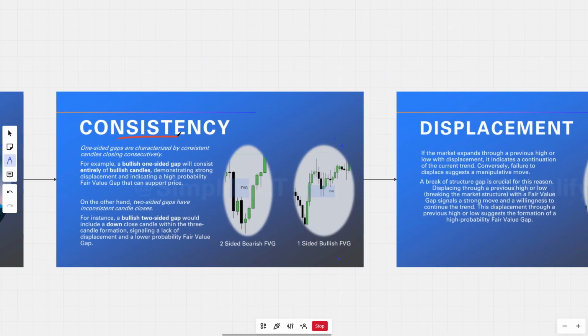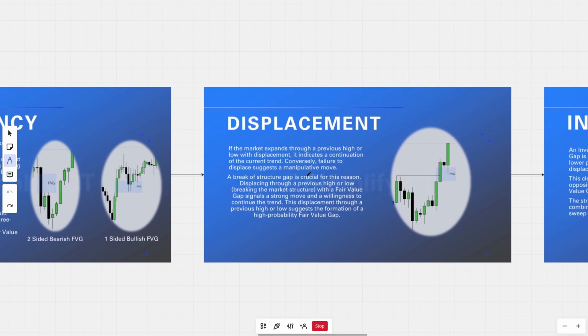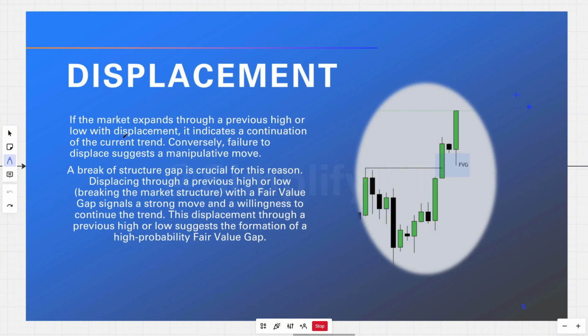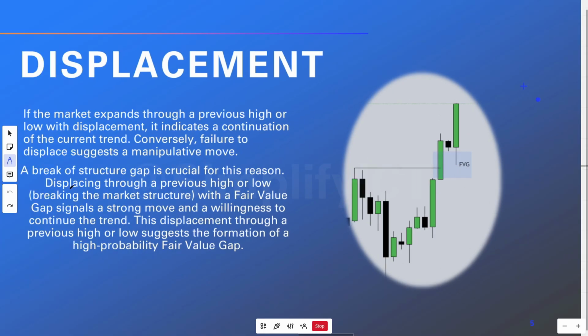So now that we've covered consistency, let's get into displacement. The next point, probably one of the most important points when it comes to fair value gaps and winning trades with fair value gaps: if the market expands through a previous high or low with displacement, it indicates a continuation of the current trend. What do I mean by this? As you can see in this example, we have a high and then we have a low, and we have price displacing through this high quite nicely, retracing and then pushing back to the upside. A break of structure gap is crucial for this reason, displacing through a previous high or low, or breaking the market structure, which price did with this high right here with a fair value gap.